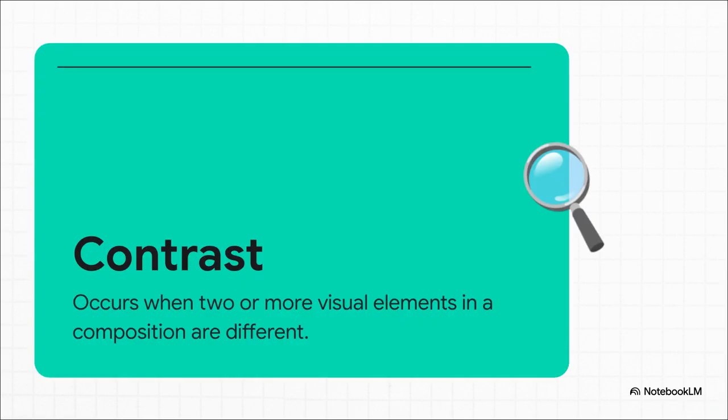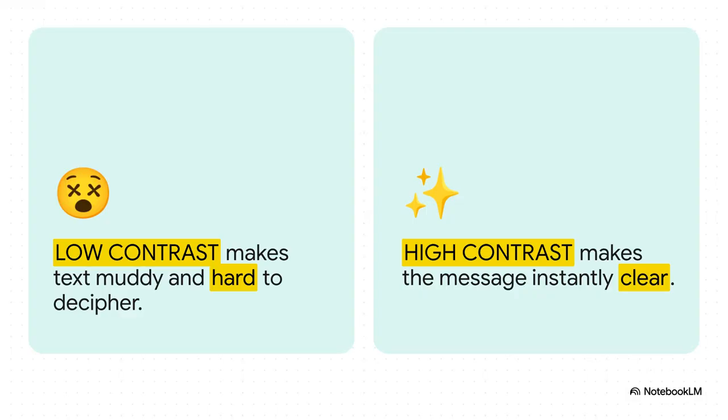So, if lines give a design its structure, our next tool, contrast, gives it its voice. The best way to think about contrast is like it's the volume knob. It's what makes some things on the page shout for your attention, while other things kind of whisper in the background. It happens anytime two things are just different. Just look at the difference here. With low contrast, your brain is actually working harder just to figure out what it says. It feels muddy, there's friction there. Now, look at the high contrast example. The message is just effortless. It's instant. That's the power of high contrast. It creates clarity and impact, making communication feel totally seamless.